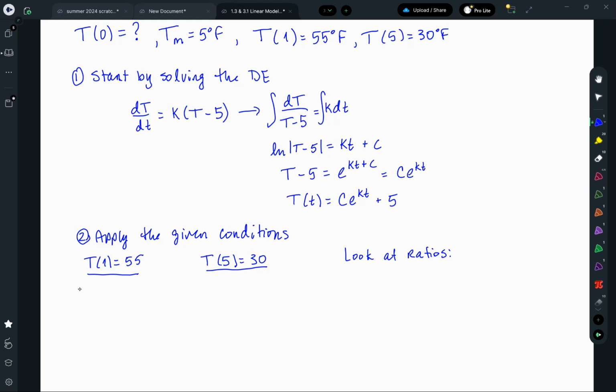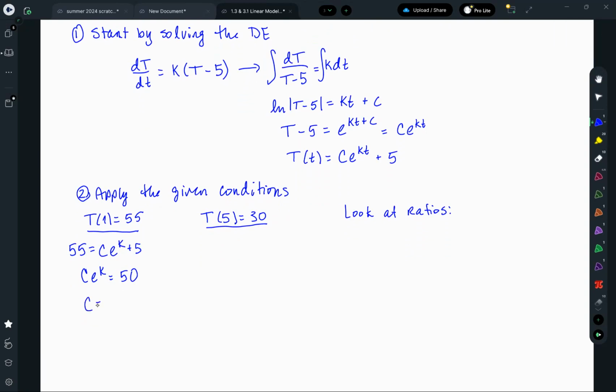T of 1 is 55, means 55 equals c e to the k plus 5, which means c e to the k is 50. Or we could even go so far as to say c is equal to 50 times e to the minus k. Okay? Now we look at T of 5 is 30. We get 30 is equal to c e to the 5k plus 5, which means c e to the 5k is equal to 25. Or we could say c is 25 e to the minus 5k.